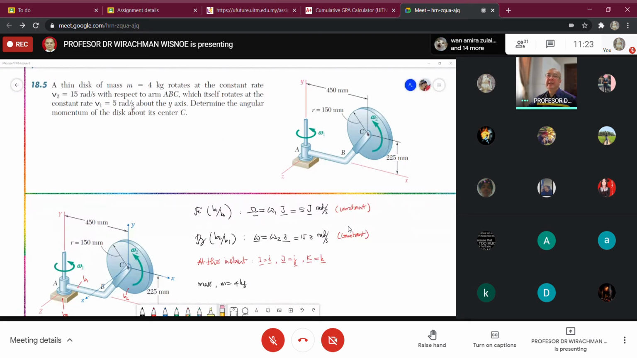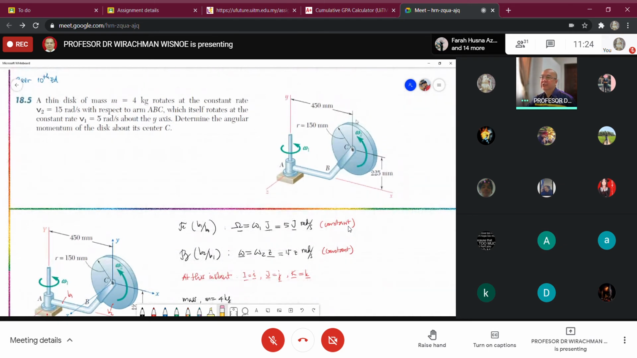A thin disk of mass m equal to 4 kilograms rotates at a constant rate omega 2 of 15 radians per second with respect to arm ABC, which itself rotates at a constant rate omega 1 of 5 radians per second about the y-axis. Determine the angular momentum of the disk about its center C. Okay, so this is the problem.